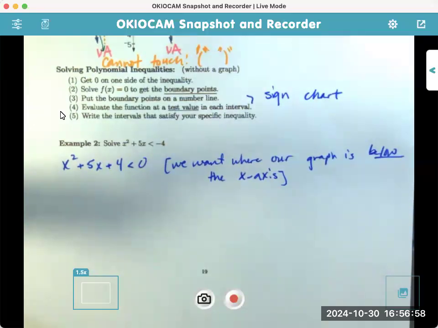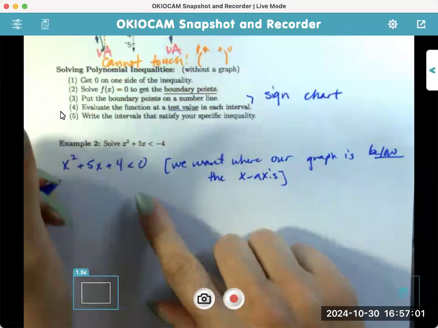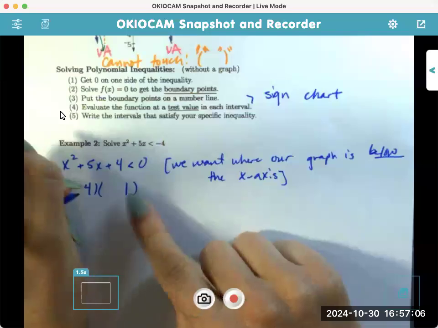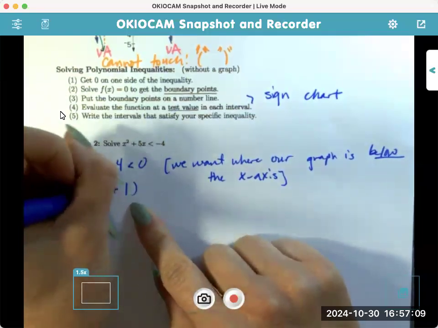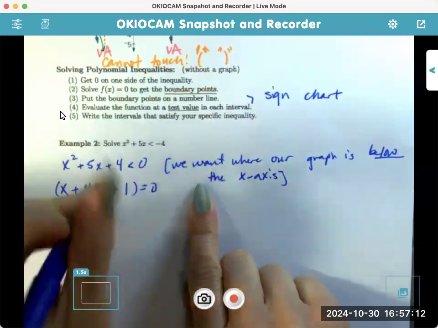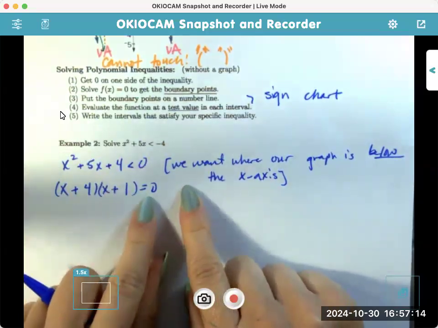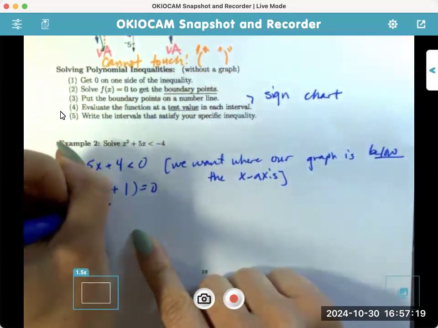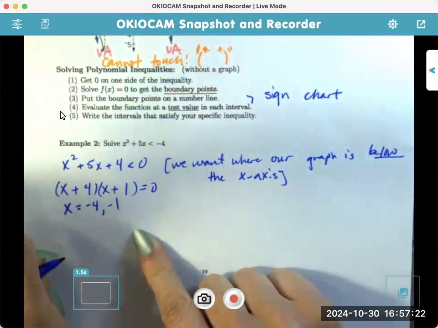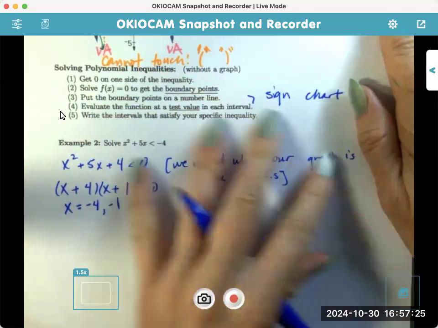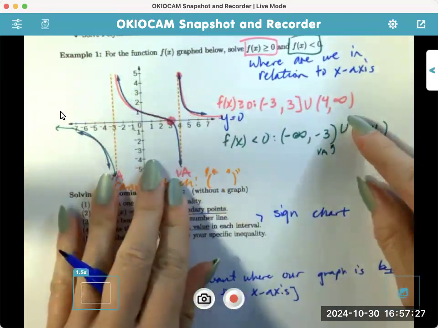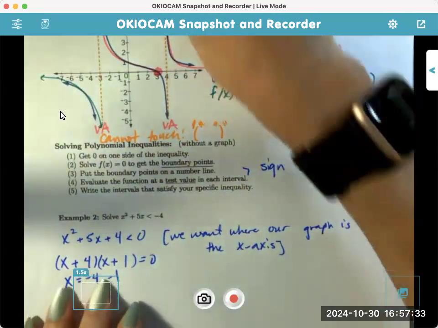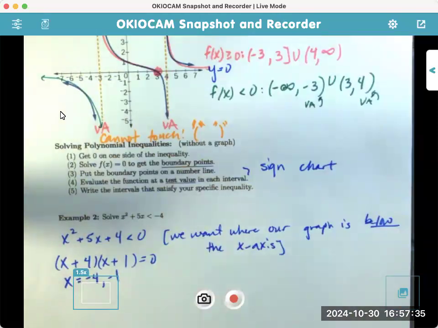So this is a quadratic. We need to be able to factor it. So we have x plus 4 and x plus 1, because 4x plus 1x is the 5x. We're now going to set it equal to 0 so that we can find the x-intercepts. Using the zero product principle, the x-intercepts are at -4 and -1. So here's the sign chart. We don't have the picture, but we know we have x-intercepts at -4 and -1. And we'll switch colors.